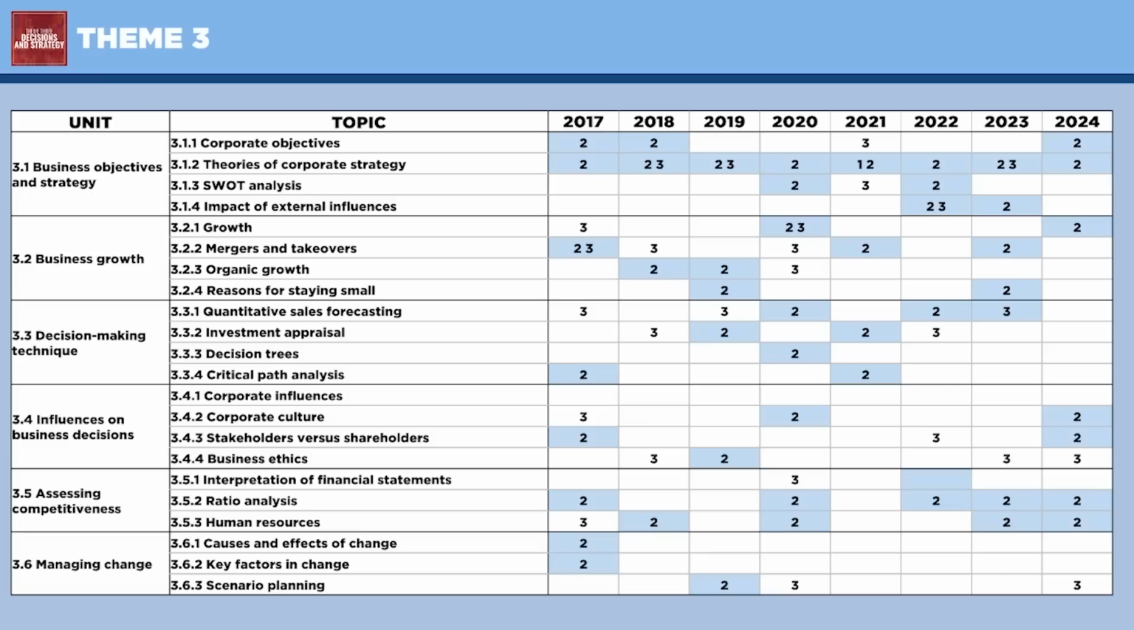In terms of other things, we've seen quite a bit of external influences recently. We haven't seen anything on organic growth for a few years, so maybe we'll see something on organic growth. We haven't seen a decision tree or a critical path analysis diagram for the last 3 or 4 years.